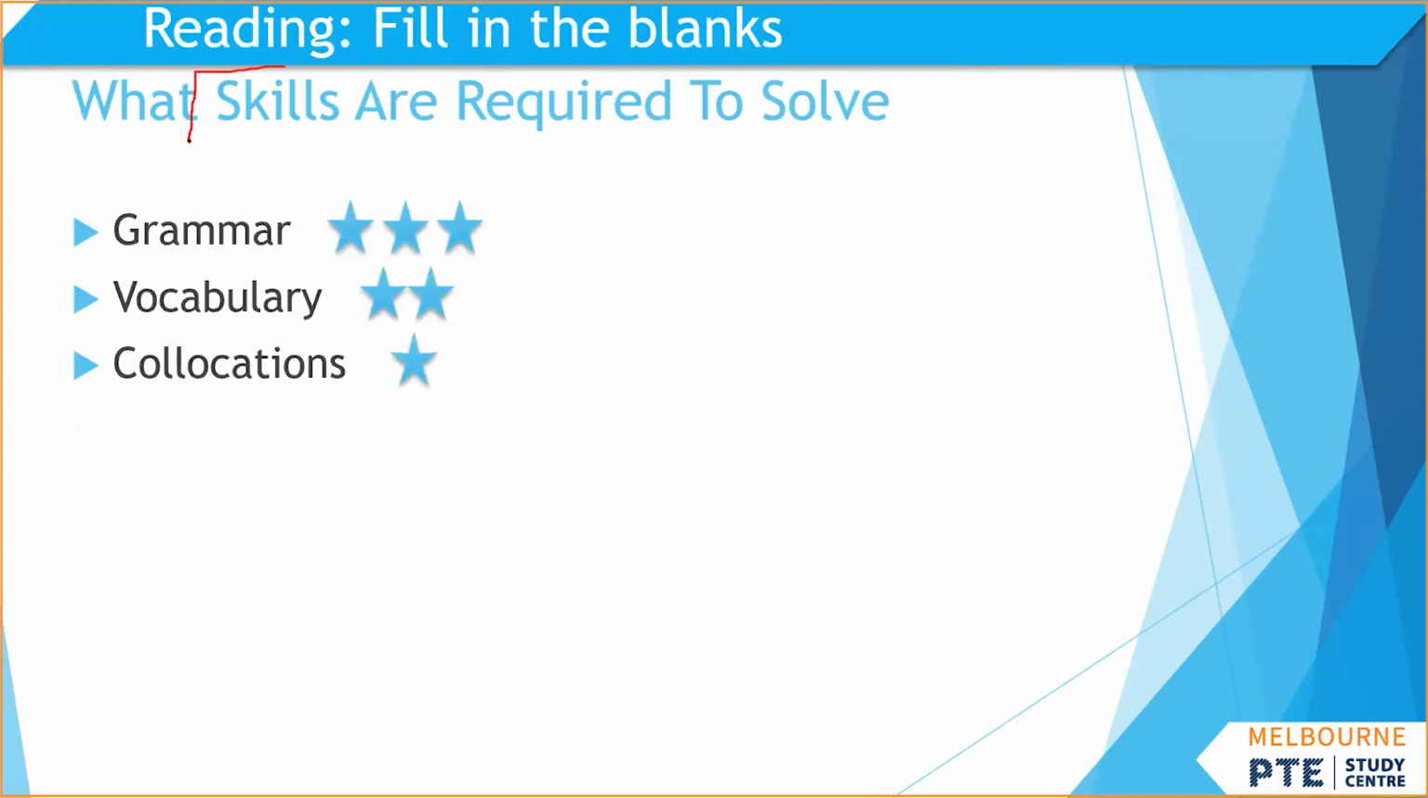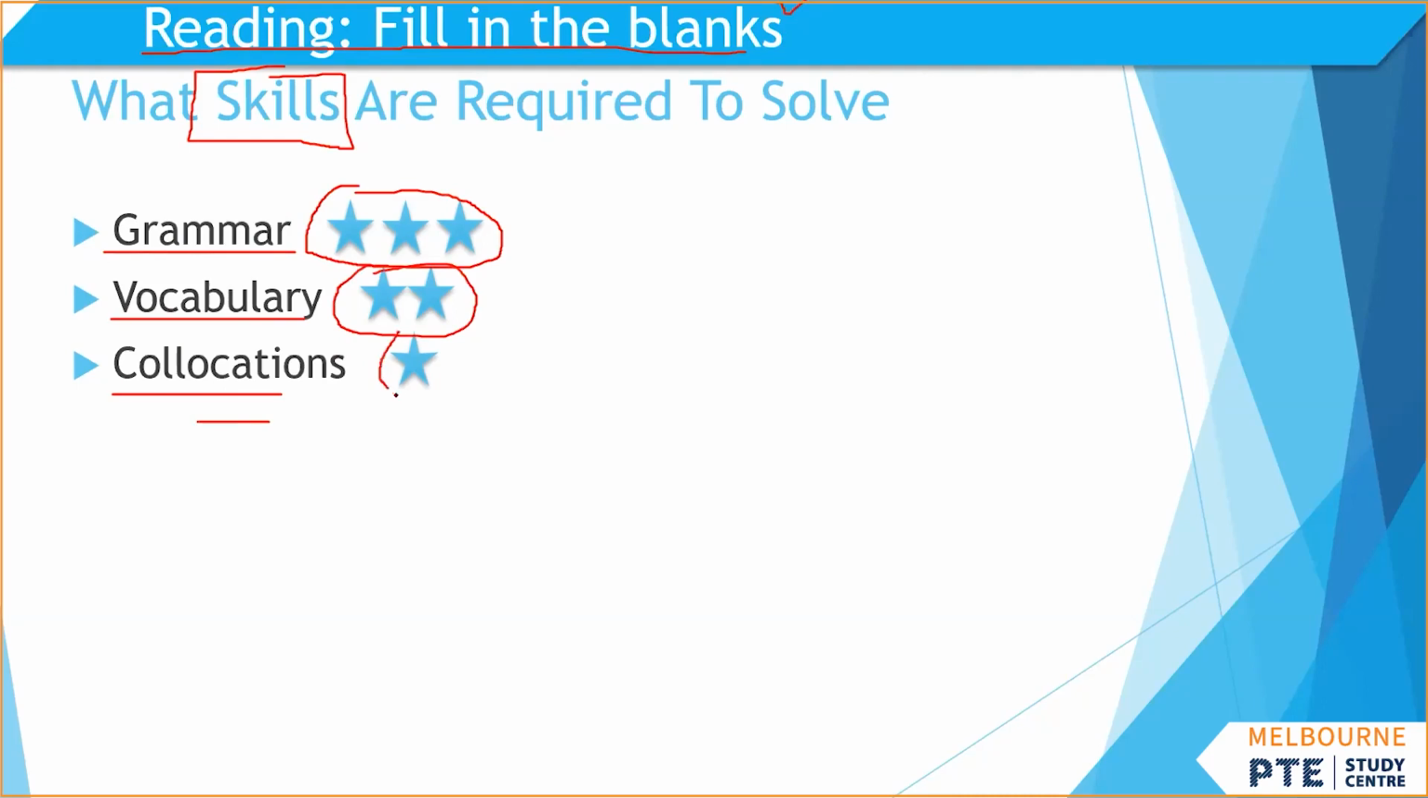What are the skills, the things that help you to solve your reading fill in the blank? Have a look over here. What does it say? Grammar, vocabulary, and collocations. You will find there are 3 stars with grammar, 2 stars with vocabulary, and just 1 star with collocation. This is showing you the order or level of importance. So grammar will help us solve the maximum number of blanks in our reading FIB, then vocabulary, and then collocations.